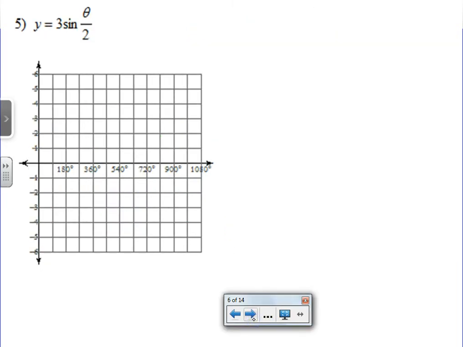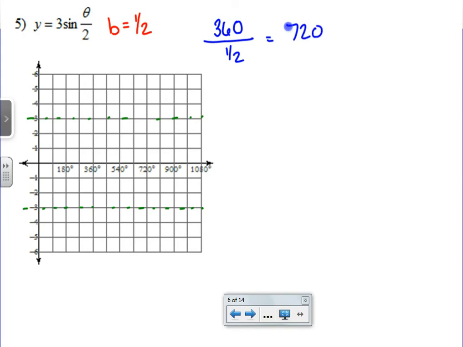Okay, let's look at number 5 now. Let's at least get the easy part in. The amplitude is 3. Your b value. What is your b value? 1/2 again. So what we're going to do is we're going to take our normal period, which for degrees is 360. We're going to divide it by the b value. And what's the new period for this new function? 720. We already kind of did this problem. Now, if you go ahead and cut it by 4s, you get 180 group markings.